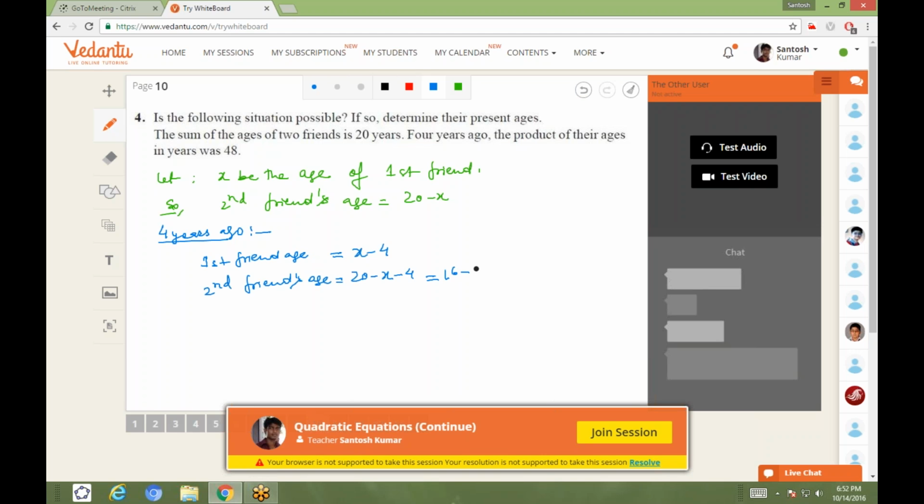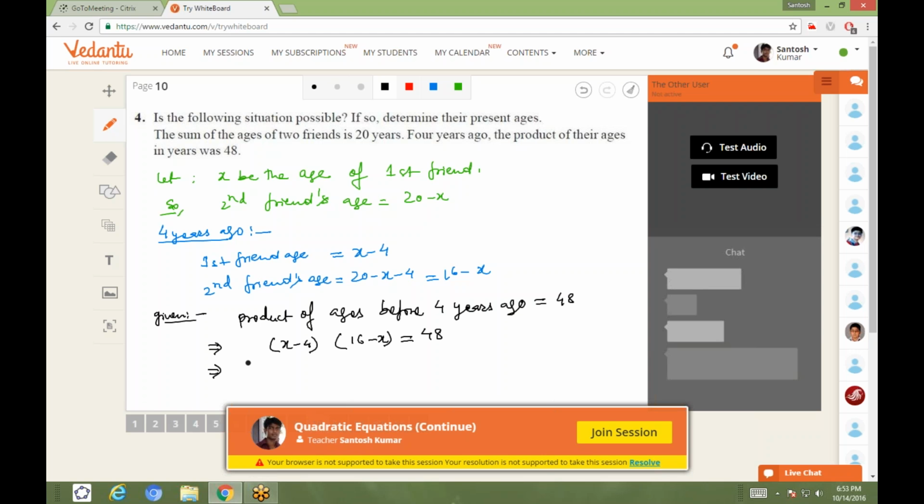Akanksha and Mufassir, please follow this. As it is given that the product of their ages 4 years ago was 48, according to the given statement, we'll do X minus 4 into 16 minus X equal to 48. Good. Now after simplifying, what did you get? Tell me.